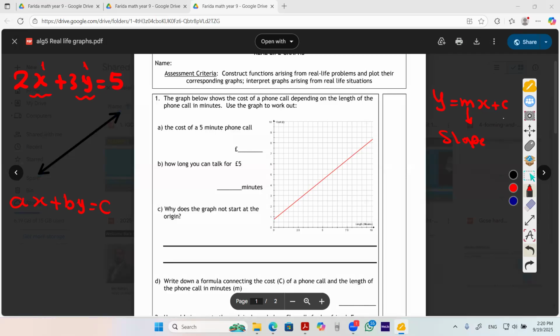The gradient. Raise your voice. And c is what? The y-intercept. And m is the gradient. Very good. The m is the gradient or the slope. And c is the y-intercept.